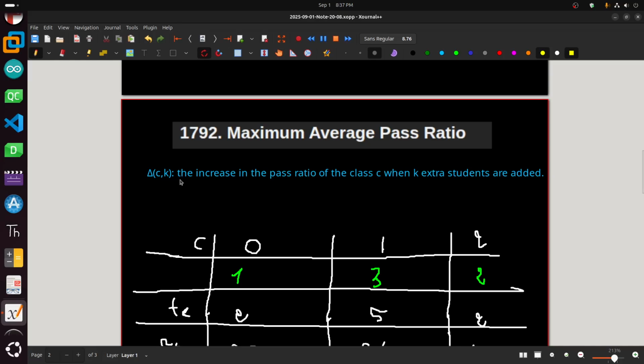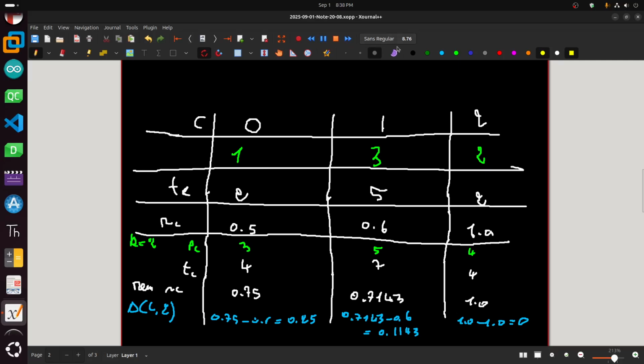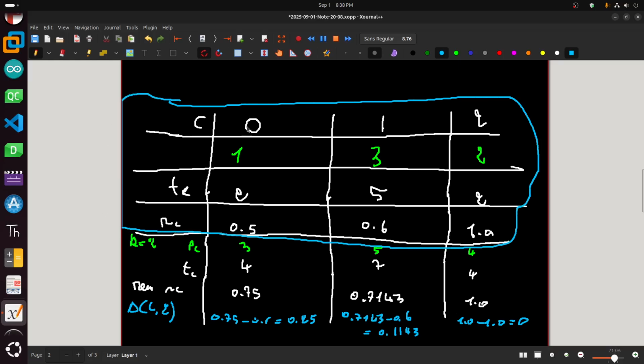denote delta C_k, the increase in the pass ratio of the class C when k extra students are added to that class. Let's take just a quick example. If we have initially these classes, class 0, they can pass the exam. Let's call PC the number of students who can pass the exam: 1 for class 0, 3 for class 1, and 2 for class 2.